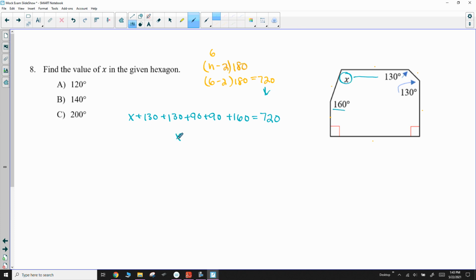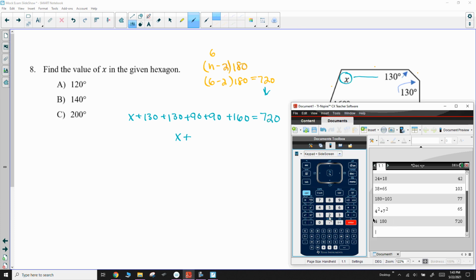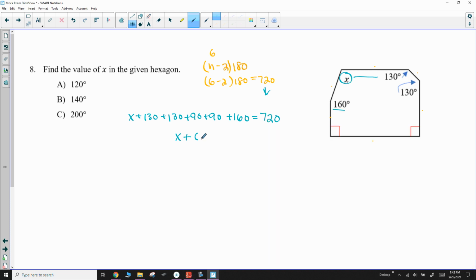So at this point, I'm going to go to my calculator, and I'm going to add up all this stuff. 130 plus 130 plus 90 plus 90 plus 160 is equal to 600. I'm sorry, I know it's painful to watch me use the calculator. And then I'm going to subtract 600 from both sides, and I'm not going to make you watch me do this in the calculator. That is 120. So this is 120 degrees.